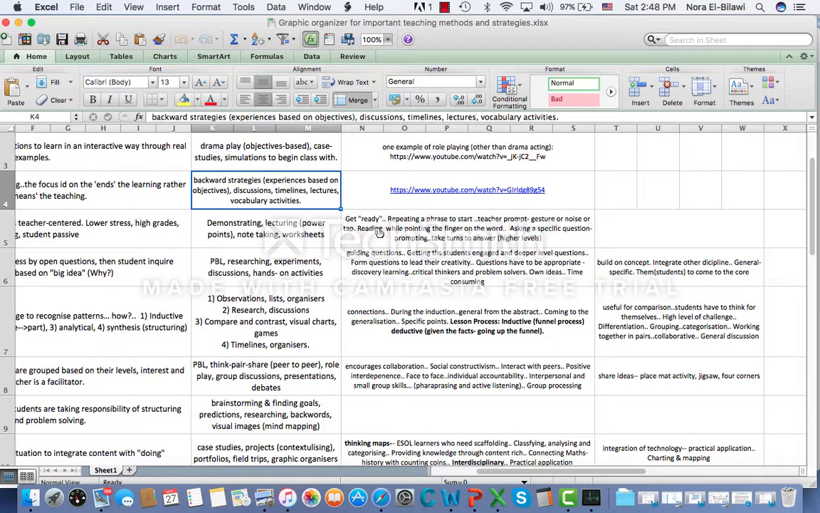So something like "Get ready." You want to start this. This is kind of a performance or demonstration word that the teacher uses to grab the student's attention. "Repeat after me." Repeat this phrase to start. Teacher prompts, gestures or noise or taps. Reading while pointing with the finger at the words.